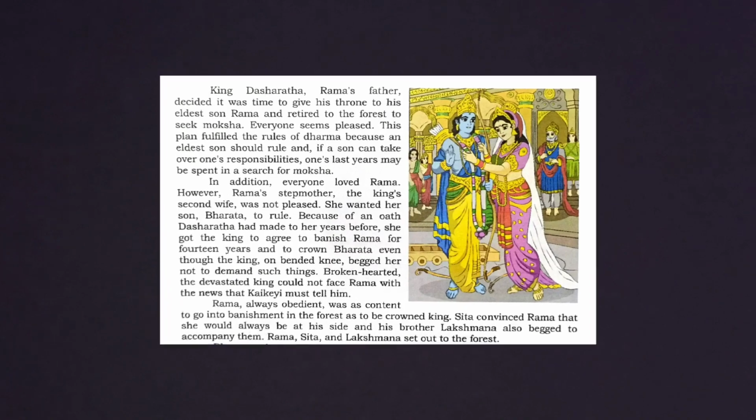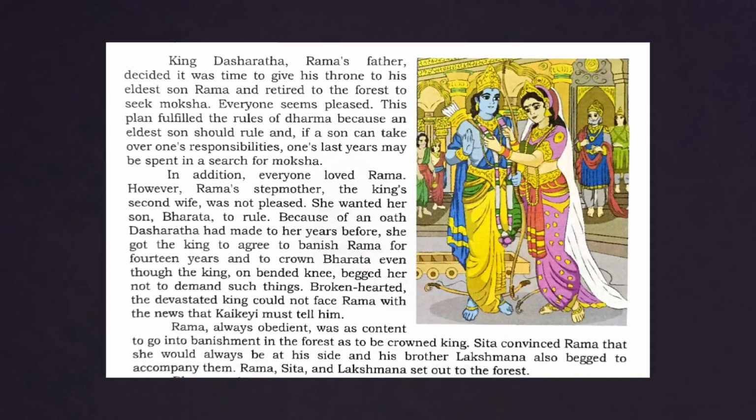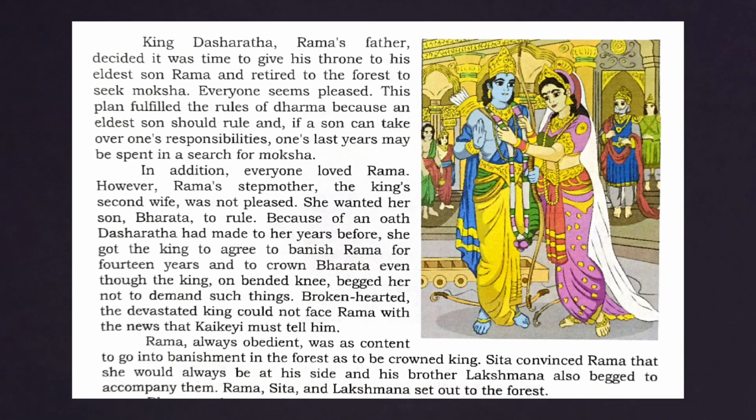King Dasharatha, Rama's father, decided it was time to give his throne to his eldest son Rama and retired to the forest to seek moksha. Everyone seemed pleased. This plan fulfilled the rules of Dharma because an eldest son should rule, and if a son can take over one's responsibilities, one's last years may be spent in search for moksha. In addition, everyone loved Rama.